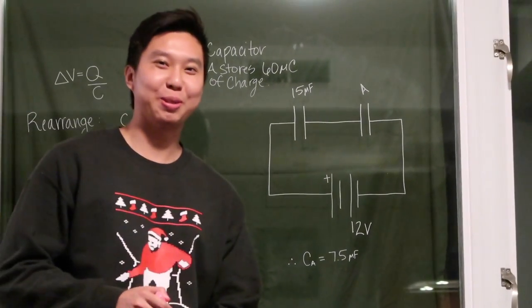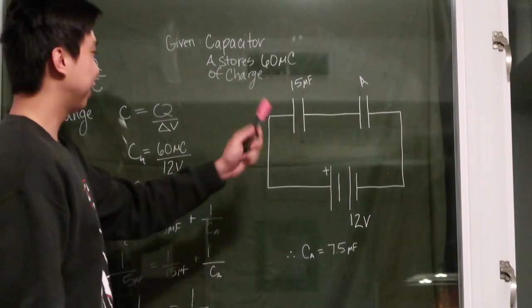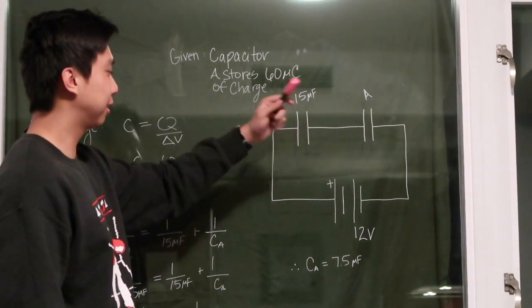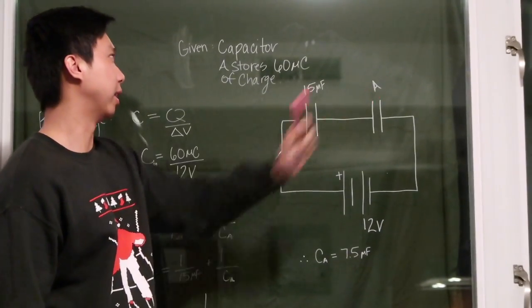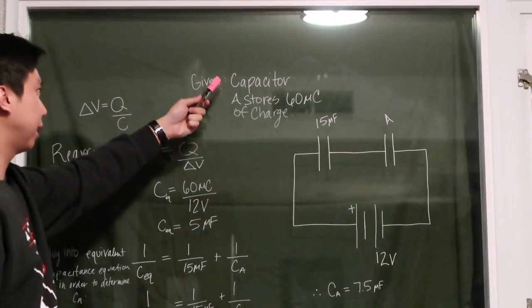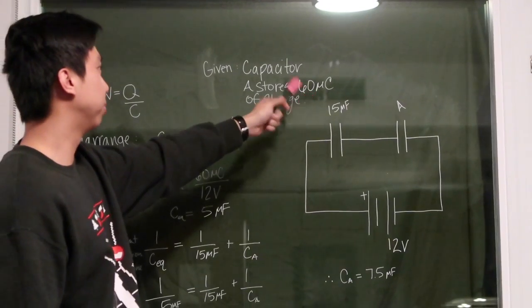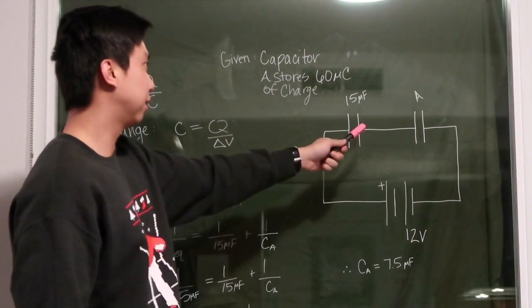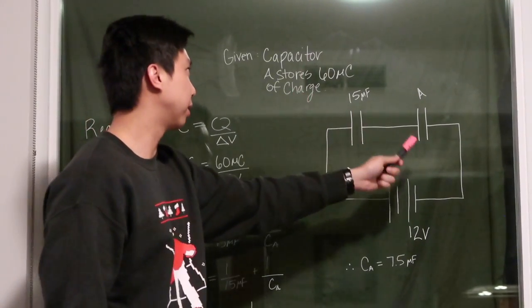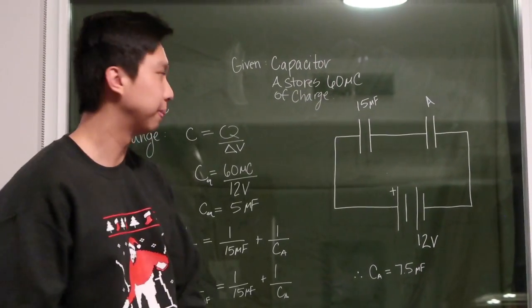Hi, welcome to problem 27. Here we have two capacitors and a battery hooked up, and we are missing the capacitance of A. It is given that capacitor A stores 60 microcoulombs of charge, and because it's in a series, the charge stays the same, so we know that both capacitors have 60 microcoulombs of charge.